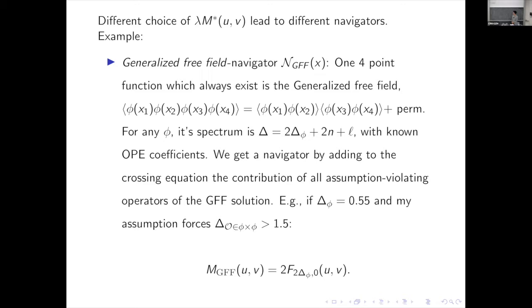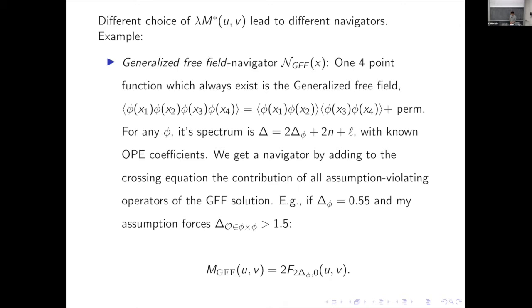And we know the spectrum of this CFT 4-point function. It has a spectrum looking like a free field, but it is only a free field if delta phi is (d-2)/2. So we have this known solution to crossing. The term that we're going to want to add to our original crossing equation is every operator in this GFF solution that is violated by the assumptions we made.